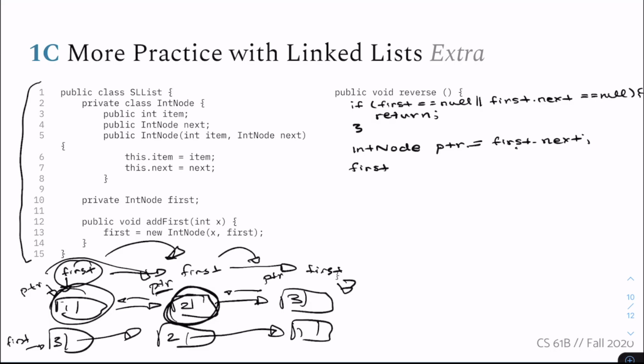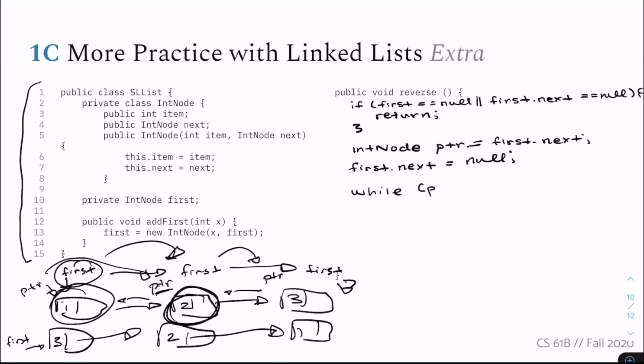Now that we have a pointer pointing at first.next, we don't have to be afraid of losing it. So we can set first.next equal to null. What am I doing? Equal to null, because it's going to be the end. And at the end of the linked list, there's a null. Okay, so now we can do the actual iteration.